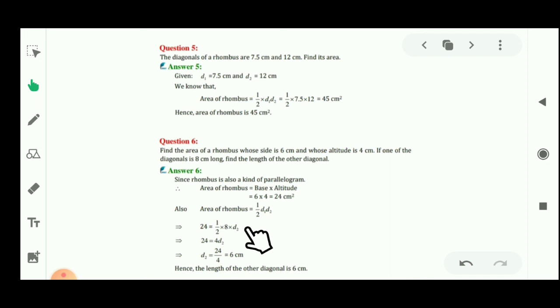Now already in question number 5 we know the formula of the area of a rhombus. If the diagonals are given, 1 upon 2 into d1 into d2. d1's value is given already in the question, that is 8 centimeter, you can see here, and we have to find the length of the other diagonal, that means d2's value is not given in the question, so we have to put d2 here, and the area of the rhombus we already found here, that means 24. So now we can find d2's value from here. So d2's value is 6 centimeter, that means the length of the other diagonal is 6 centimeter.